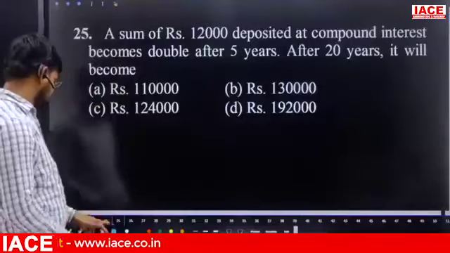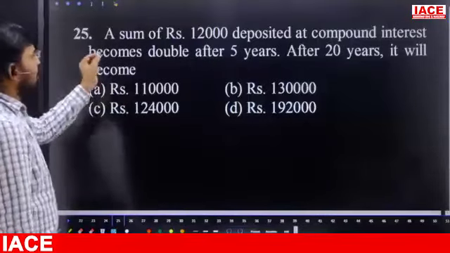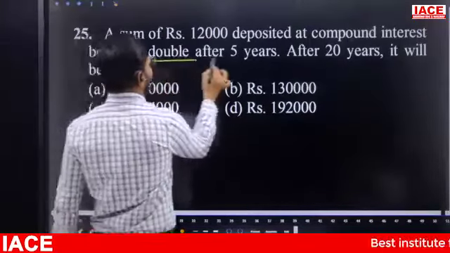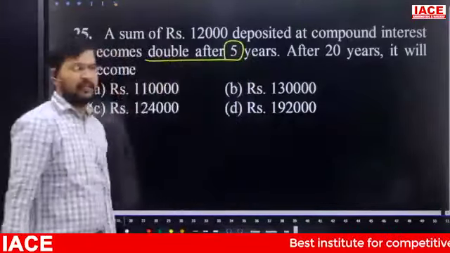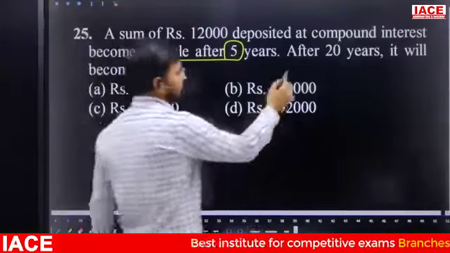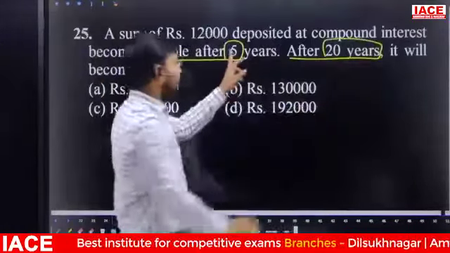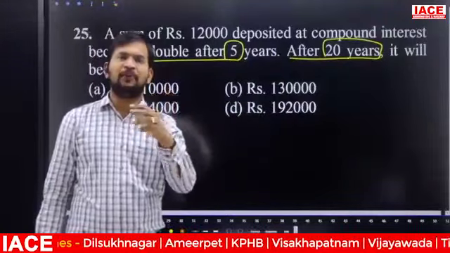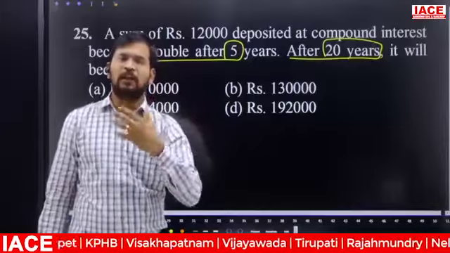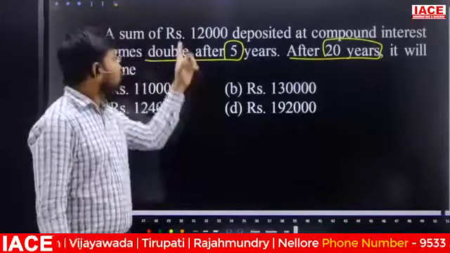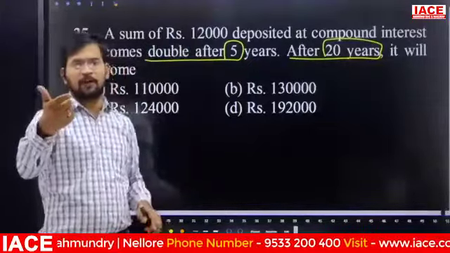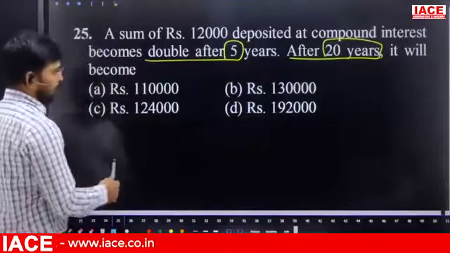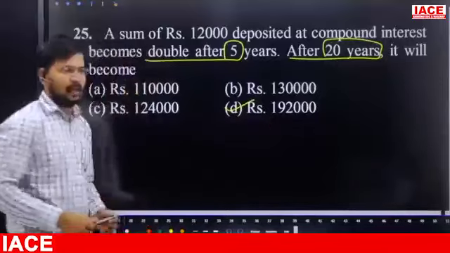25th question. A sum of 12,000 deposited at compound interest becomes double after 5 years. For every 5 years, it becomes double. After 20 years, what happened? How many 5-year periods are possible in 20 years? 4. Then I need to go for 4 cycles. So 12 becomes 24, becomes 48, becomes 96, becomes 192. Your answer is 1,92,000. Option D is the right answer.